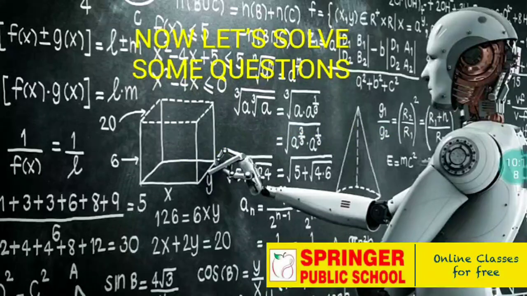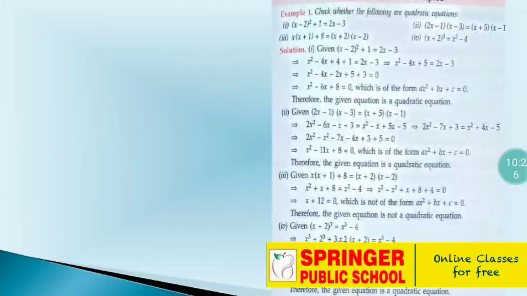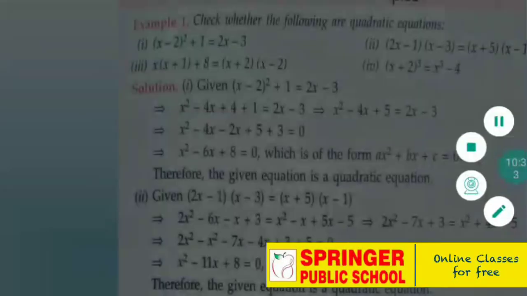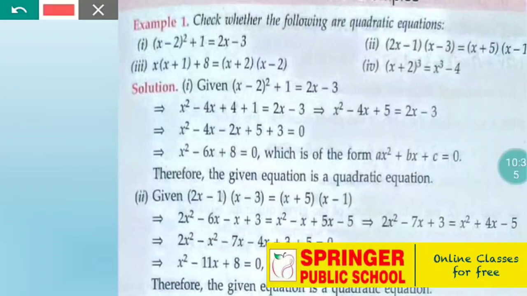So students, now it's time to solve certain questions. Get ready and let us start. So students, I will zoom a little bit. The question is, check whether the following are quadratic equations or not. Let us see the first question.